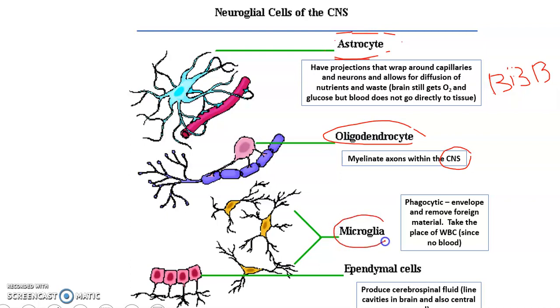Microglia means the small cells. They are phagocytic. They attack foreign material and remove it. So they take the place of white blood cells. Ependymal cells produce the CSF, cerebrospinal fluid. They line the cavities within the brain and also the central canal.